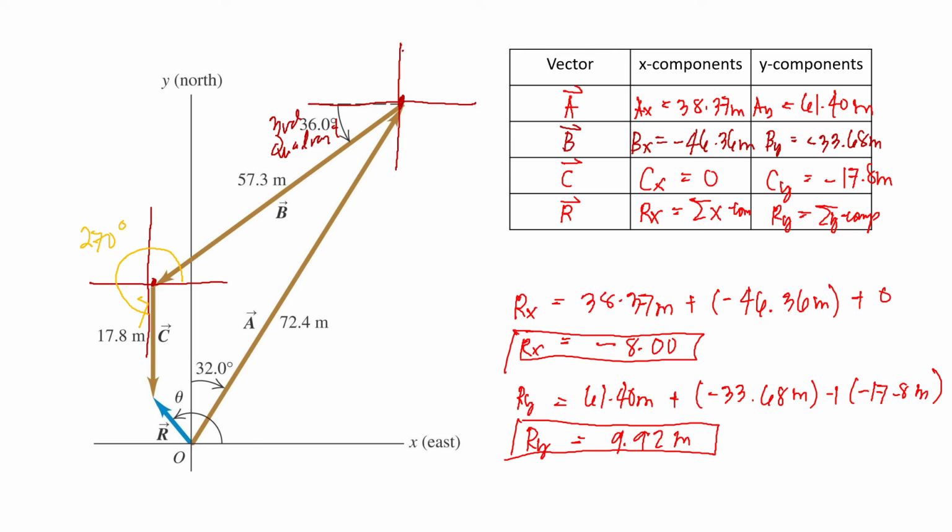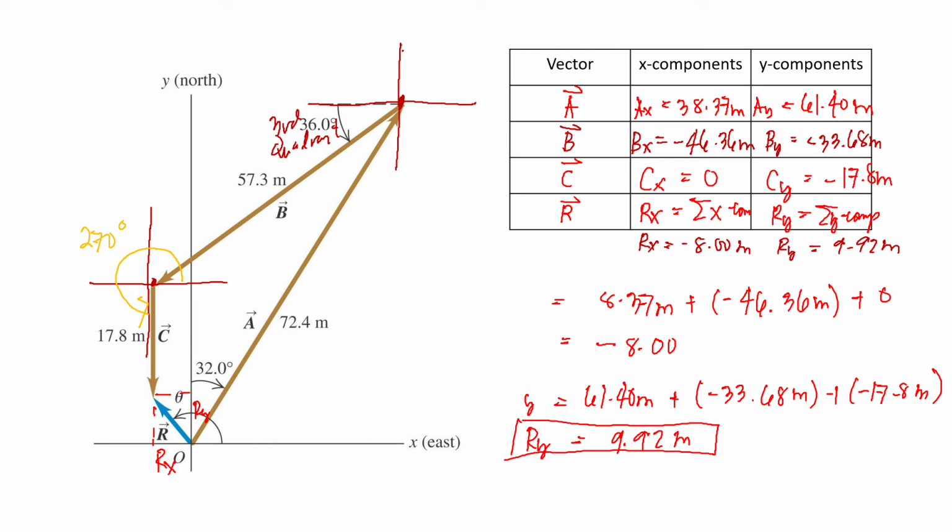Okay, so you have a negative Rx, looking at your resultant vector. It is indeed negative. You should have a negative x component, and then your Ry should be positive. So we are right with our drawings. Let me write it here. Your Rx is equal to negative 8 meters, and your Ry is equal to 9.92 meters.